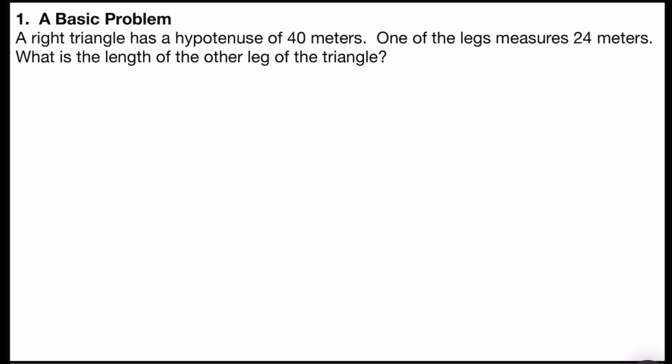Problem number 1 is a basic Pythagorean theorem problem. It says a right triangle has a hypotenuse of 40 meters. One of the legs measures 24 meters. What is the length of the other leg of the triangle?